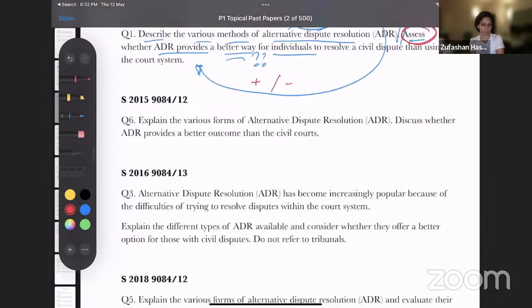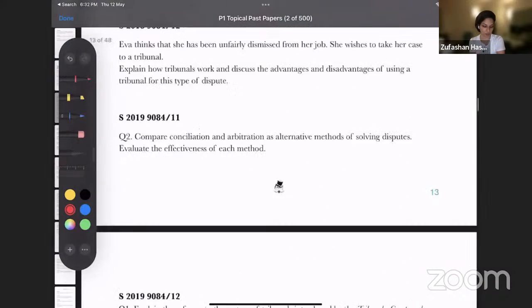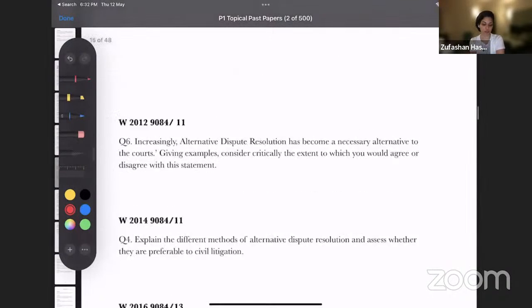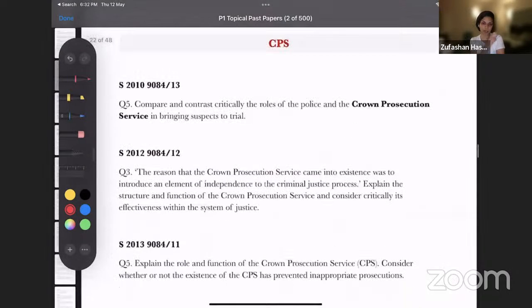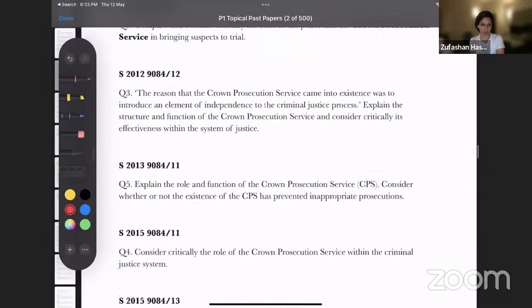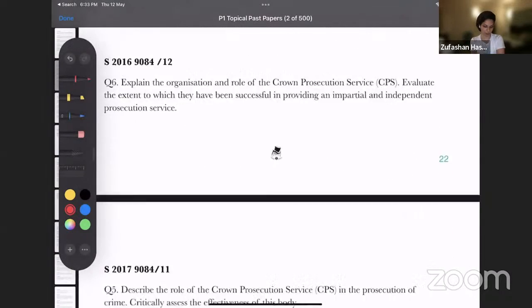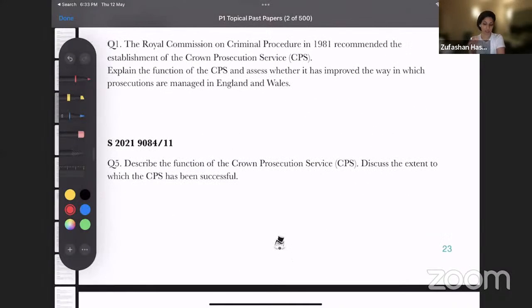If you look at some other topic, let's pick up a random one like the CPS, the Crown Prosecution Service. In there, you will see the same thing happening again. Explain and assess. So look at the question that's given to you over here. Let's look at a recent one, 2021, actually last year. Describe the function of the CPS. So wherever the examination question is being specific as to what they are looking at, you have to tell the examiner what they're asking for. Over here, they're asking for the function, the work, the role of CPS.